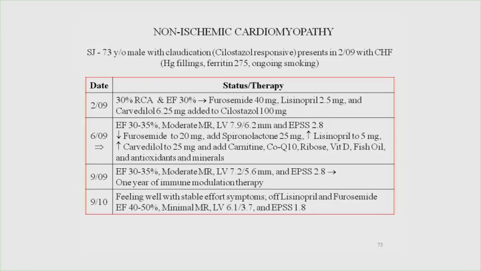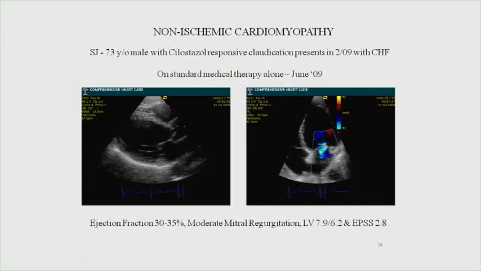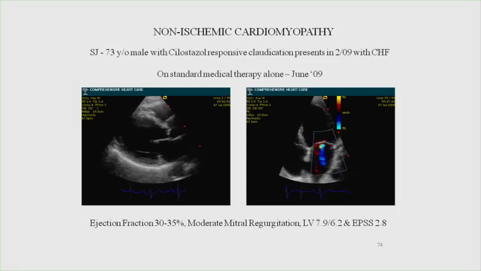And I saw him 4 months later in June. He was improved, but he was still in heart failure. I did an echo, and he had a horrible looking heart: diffuse hypokinesis, mitral insufficiency, ejection fraction 30 to 35%, moderate mitral insufficiency, pulmonary hypertension, as you would expect. And this is on standard medical therapy.